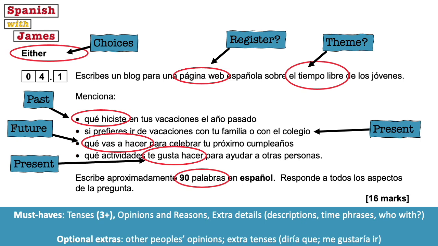And the optional extras you can include to get the highest possible mark are things like other people's opinions. So instead of pienso que, you could say mi amigo piensa que. And some extra tenses. Throwing in something like diría que, I would say that, is a really useful trick because you get a conditional tense in and you're given an opinion at the same time. And you could also put in a conditional like me gustaría ir, I would like to go. So for example, ¿qué hiciste en tus vacaciones el año pasado? What did you do on your holidays last year? You could talk about what you did, and then you could say this year I would like to go to whatever place, and that way you're throwing in an extra tense and really showing off your skills in Spanish.